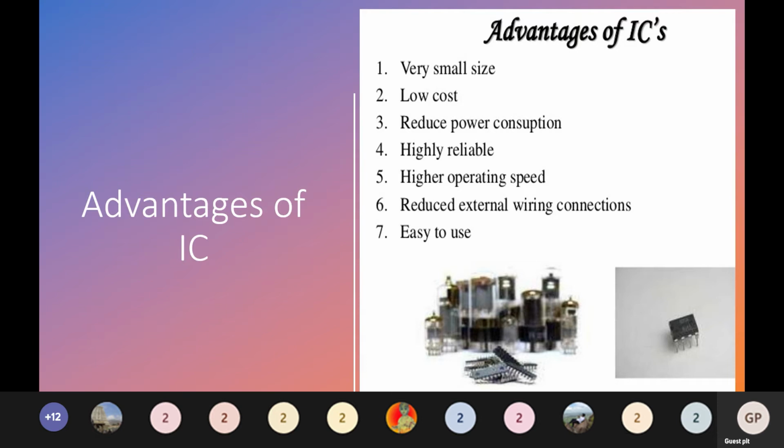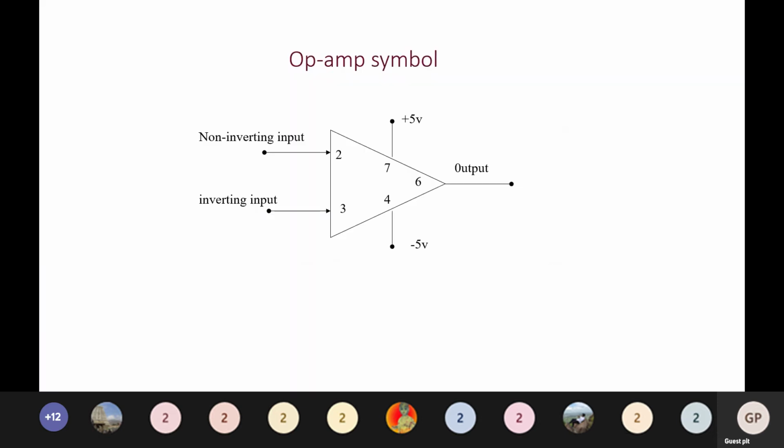So because of all these advantages, only we started using ICs. And now coming to very specific about this operational amplifier. Operational amplifier, as I said, is a multi-terminal device. It's a versatile device which can be used for many more applications other than amplification and mathematical functions. And this operational amplifier, in short, is called an op-amp, and it is based on IC technology.